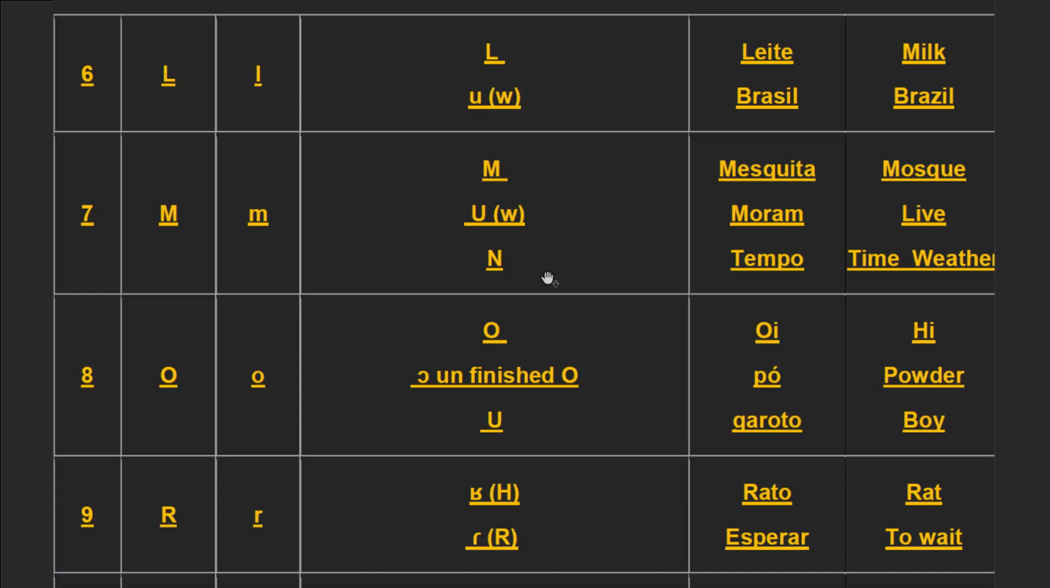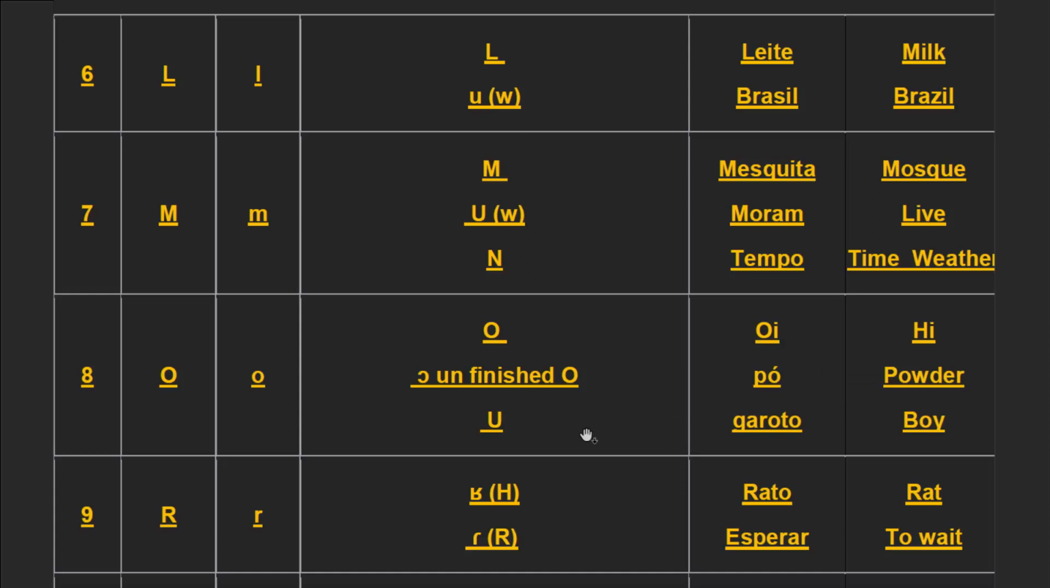The example that we have here is the word time or weather, which means in Portuguese tempo. The eighth letter that we have is letter O, which has three pronunciations within a word. First pronunciation is the entire O. The example that we have here is the word hi, which means in Portuguese oi. As you see, we say O, oi, entire O.